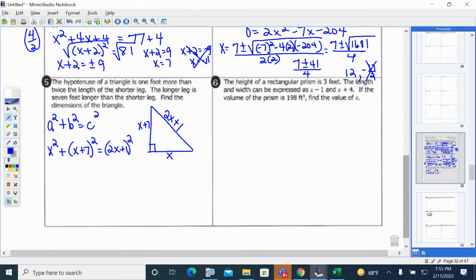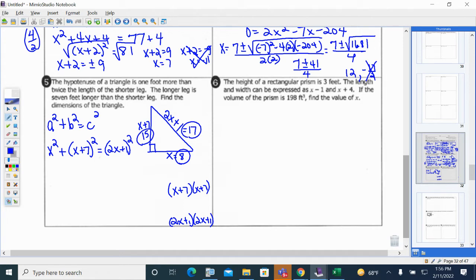To solve this, you have to FOIL out x plus 7 times x plus 7, and you have to FOIL out the 2x plus 1 times the 2x plus 1 to finally be able to solve this. And for time's sake, I'm going to give you the answers here. The x is going to end up being 8. So our short leg is 8. Our long leg is 8 plus 7, which is 15. And the hypotenuse is going to be 17. So those are the measures of the three sides of that right triangle.